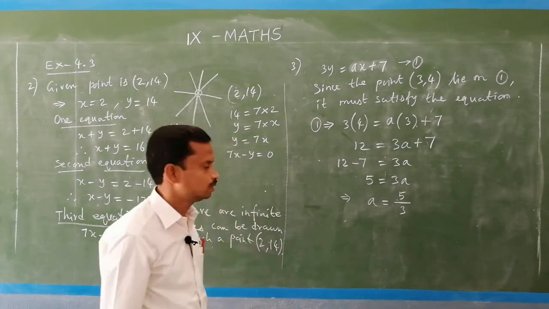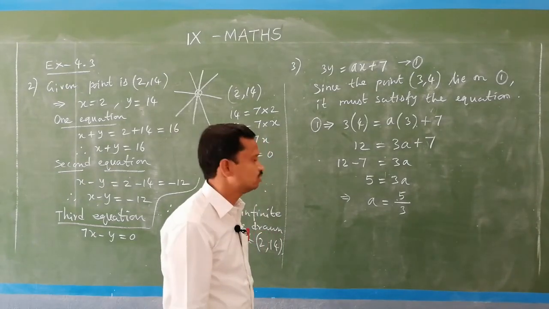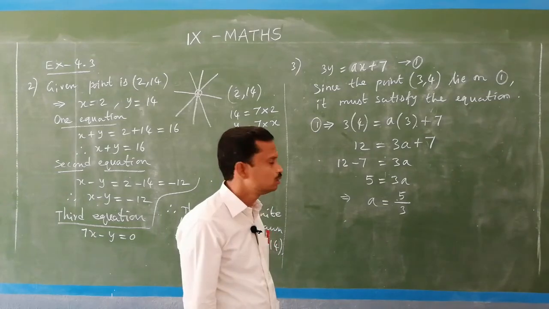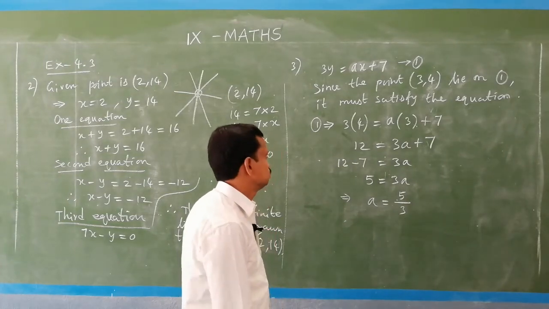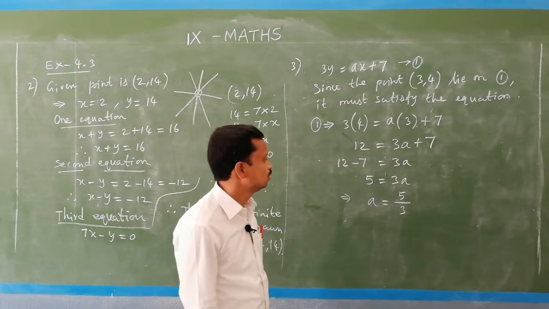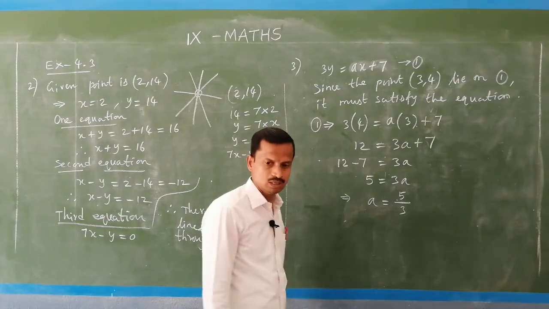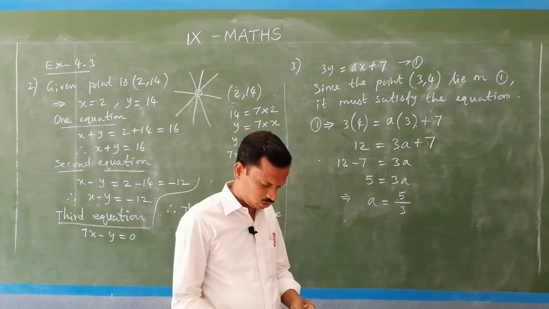Am I right? The value of a equal to 5 by 3, because they have given that the point lies on the graph of the given equation. So definitely it will satisfy that equation. If you substitute for x and y in the given equation, you can easily find the value of the unknown, that is a. Clear? And the next question, number 5.